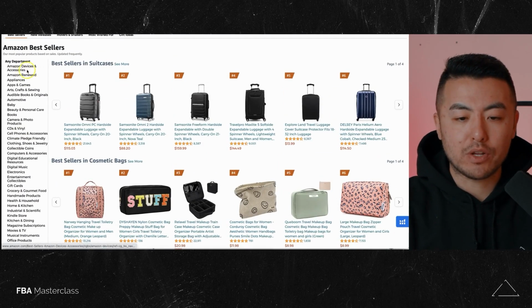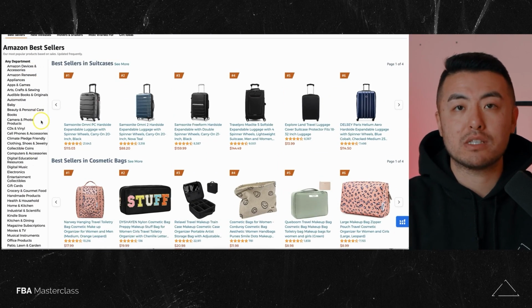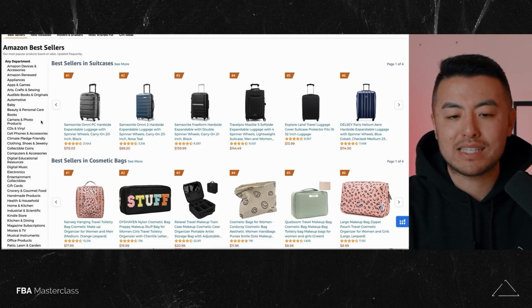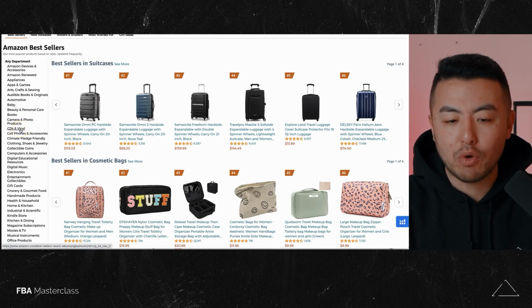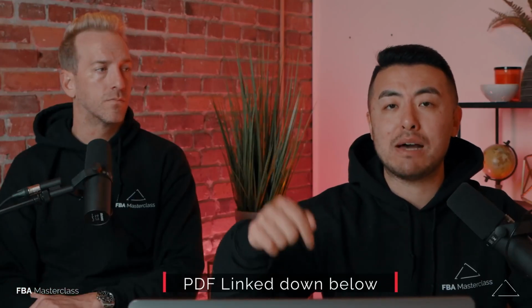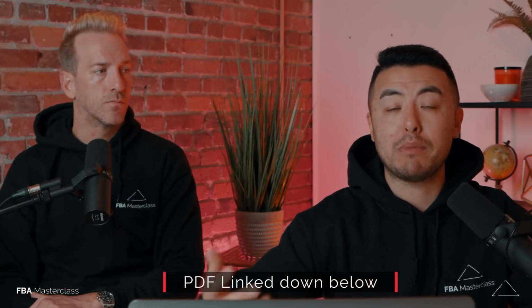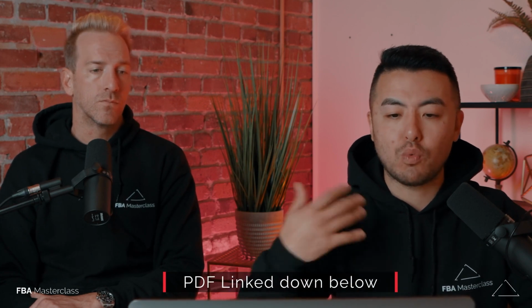Now, some of these departments are actually really good for private label, which is the business model we're in. Some are not. For example, like CDs and vinyls. We're not going to create our own CDs, right? Like digital music, we're not going to do that. But having said that, what we'll do is create a PDF down below that's more of a complementary PDF with regards to what I'm about to say here. So the first thing you need to understand is there's different categories.